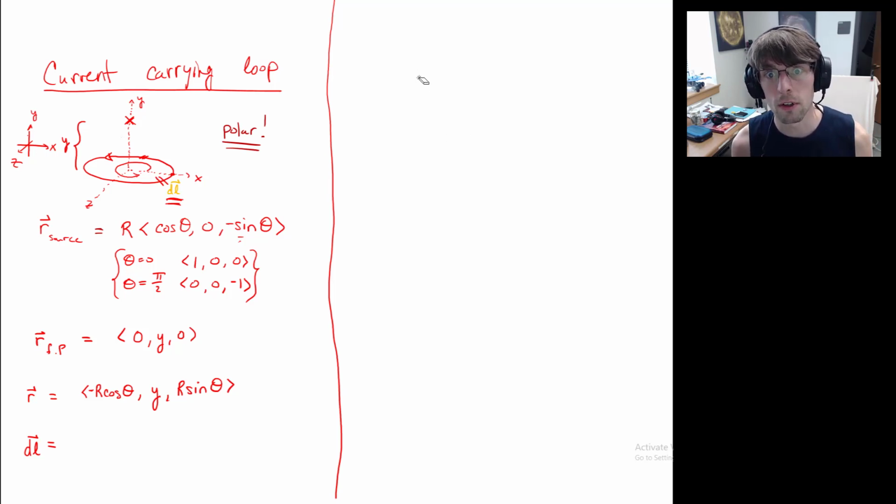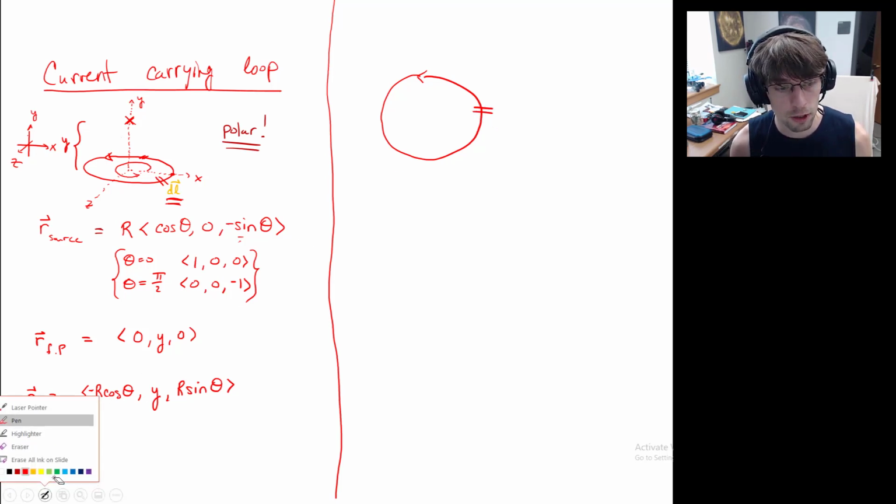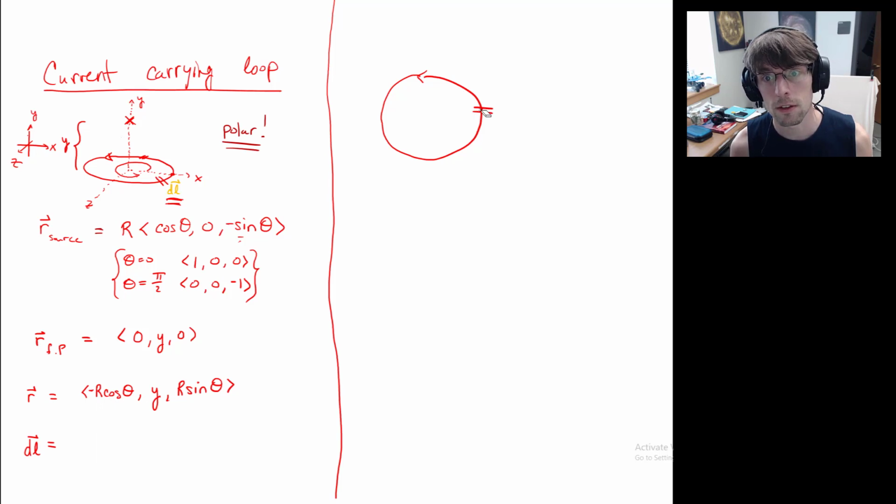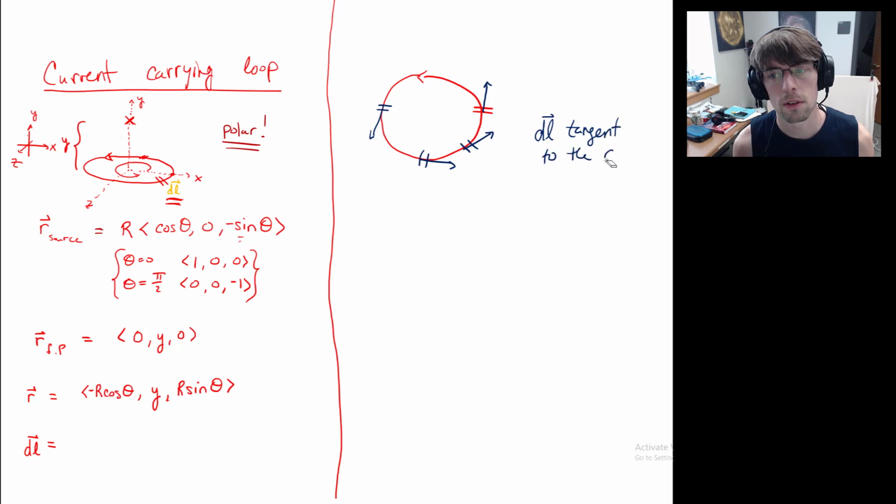If we were at an overhead view and the current's running counterclockwise, and I look at this small segment, say right there, what direction is dl going? You'd say, oh, dl's going this way. How about if I looked at a little section right here? dl's going that way. How about right here? dl's going this way. Notice that dl is tangent to the circle.